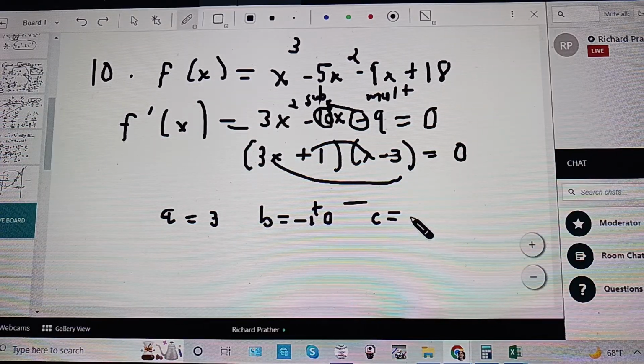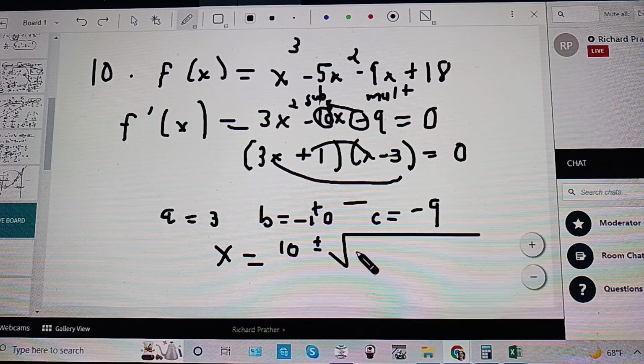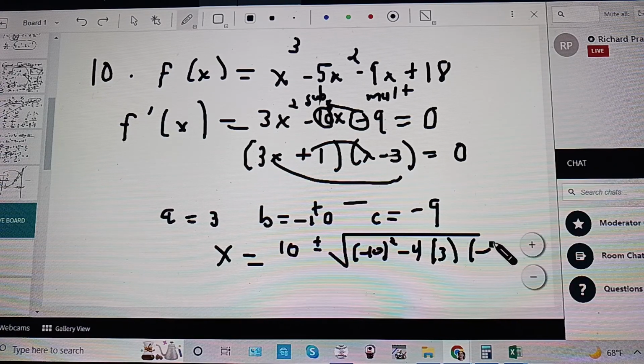A is 3, B is negative 10, C is negative 9. X is equal to the opposite of B. Opposite of negative 10 is positive 10. Plus and minus square root of B squared minus 4AC all over 2A.